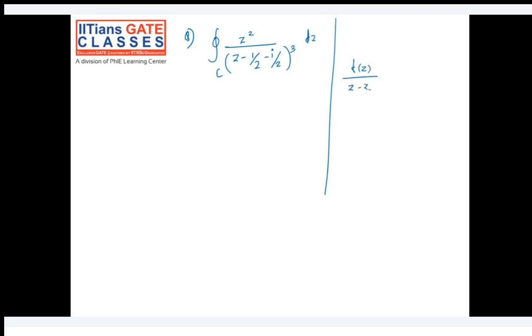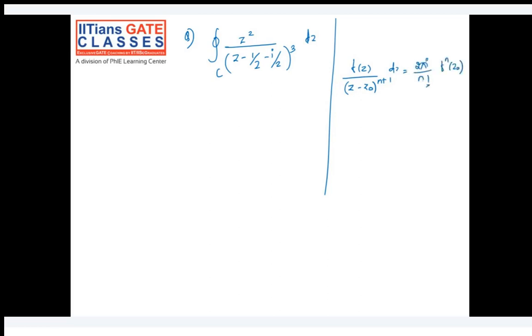Integration over a closed curve C, z square divided by (z minus 1 by 2 minus i by 2) whole cube dz. If you try to compare this with Cauchy's integral formula, it is the integral of f of z divided by (z minus z naught) raised to the power n plus 1 dz, which is equal to 2 pi i by n factorial times the nth derivative of f of z naught.